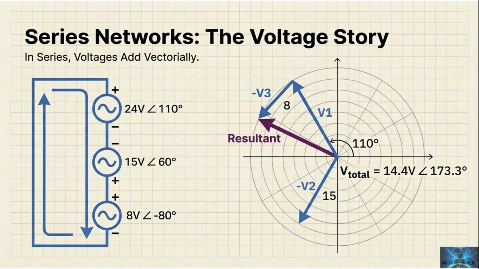Series networks, the voltage story. In series circuits, the current is the same through each component, but the voltages can be out of phase. That means the total voltage is not simple arithmetic addition. In series AC networks, voltages add as phasors, vector addition. The diagram shows individual voltage vectors at their own angles, and the total voltage is the resultant.